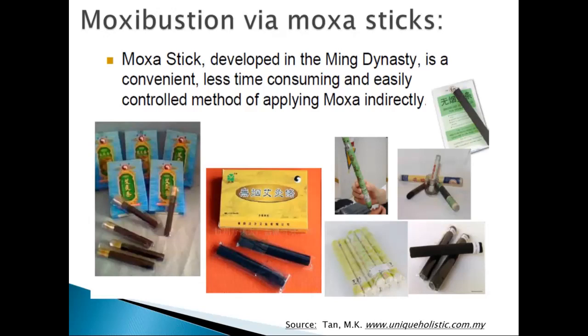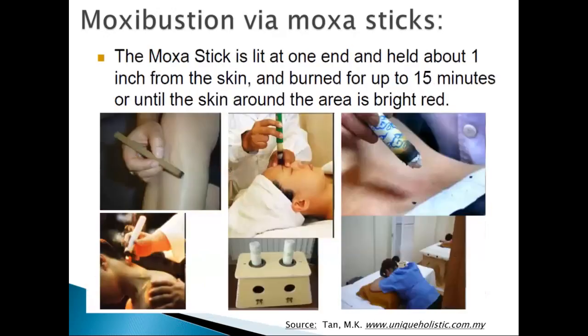This one I tend to use a lot in my personal practice, because it's very convenient, very safe, easy to perform. Moxa stick is lit at one end and held about 1 inch from the skin and burned for up to 15 minutes or until the skin around the area is bright red. So you can use it at the back, painful areas at the back, the neck, even your yintang point at the face, neck problems, stomach 36, or wherever, whatever the problem area is. So moxa stick is more convenient, more easily performed, and you can also instruct the patient himself or herself to do it.